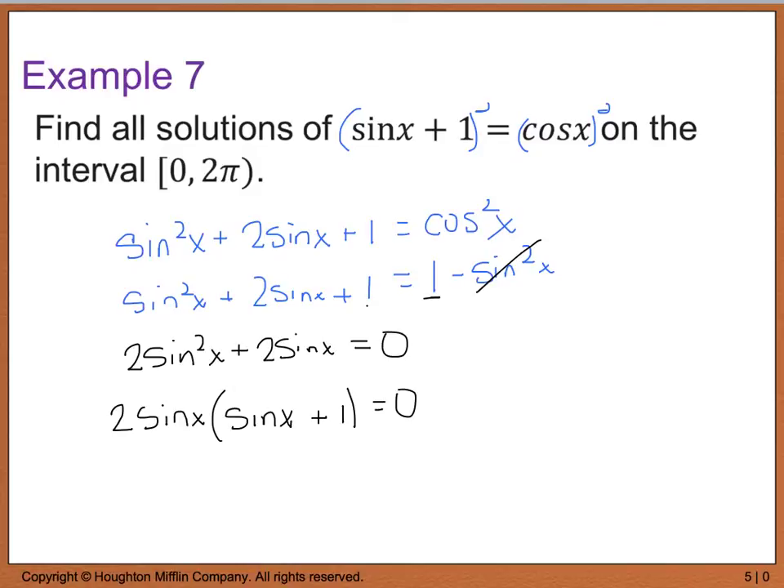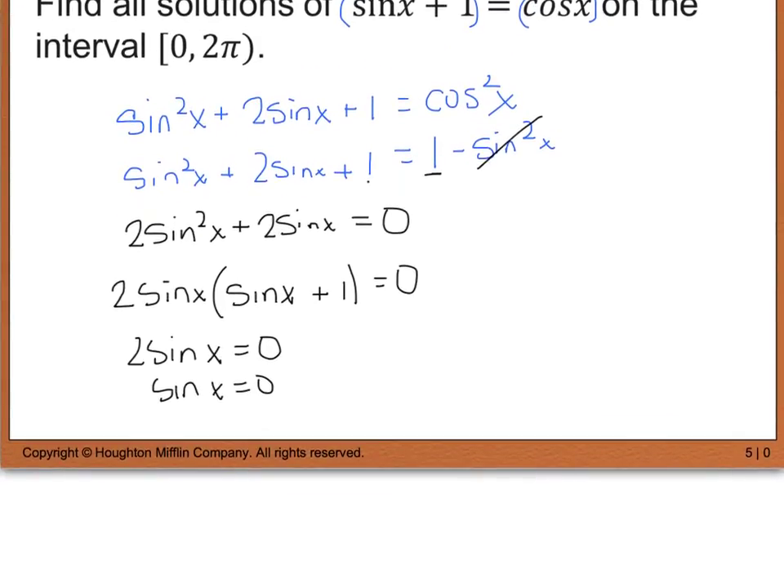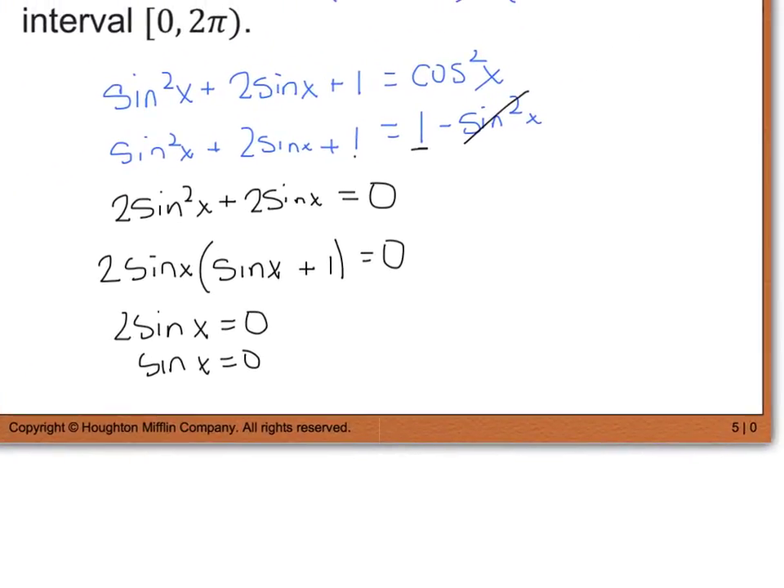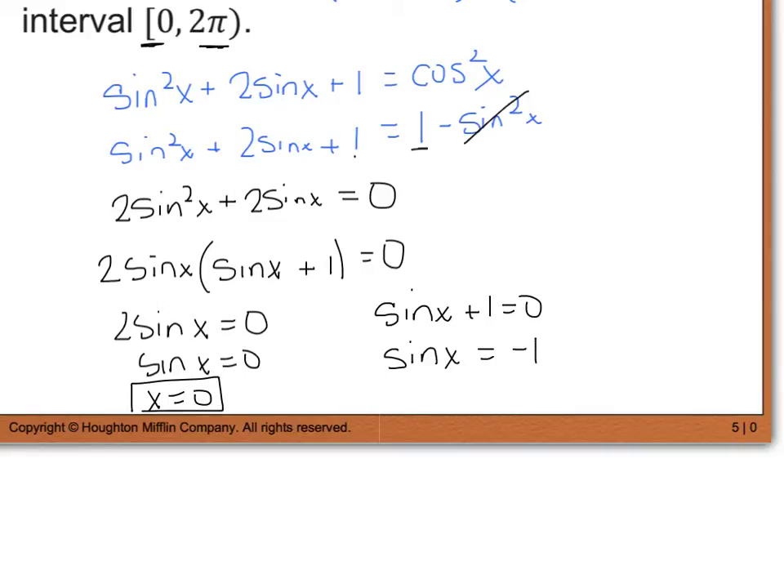Now I can use my zero product property and set 2 sine x equal to 0. When I divide by 2, I'm left with sine x equals 0. And because I'm looking at the domain from 0 to 2 pi, I know that sine x equals 0 when x equals 0, because remember I include 0 but not 2 pi, so this is one solution. Then I'm going to take my other factor, sine x plus 1 equals 0, or I get sine x equals a negative 1. Well, this occurs when x is equal to 3 pi over 2. So these are my two solutions.